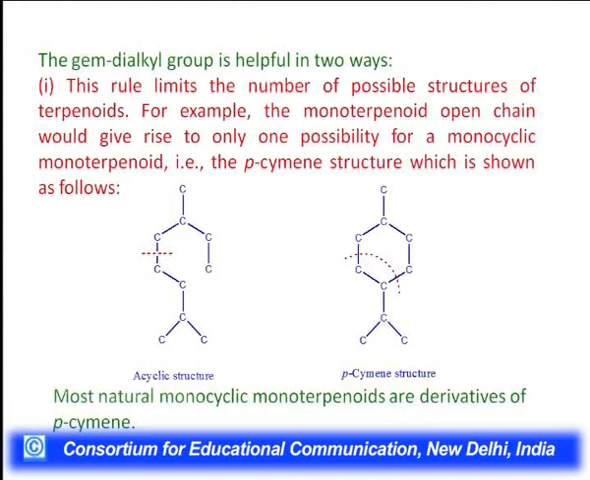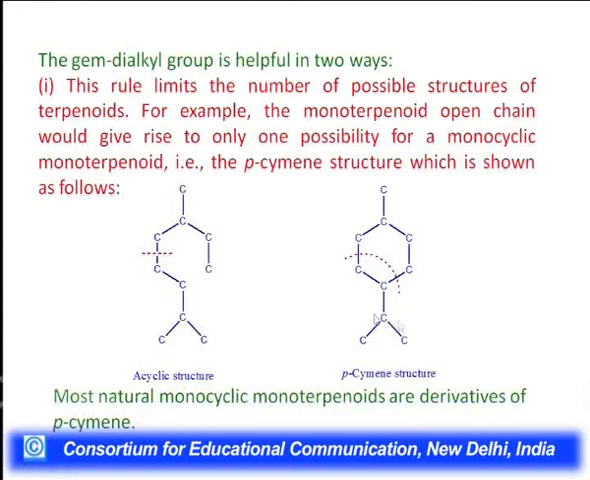The gem-dialkyl group is helpful in two ways. This rule limits the number of possible structures of terpenoids. For example, the monoterpenoid open chain would give rise to only one possibility for a monocyclic monoterpenoid, that is, the p-cymene structure, which is shown as follows. Here we have shown you the structure of p-cymene. You can see here.